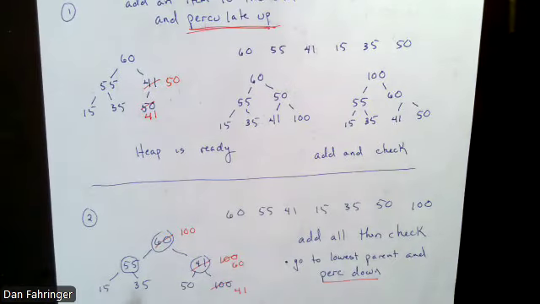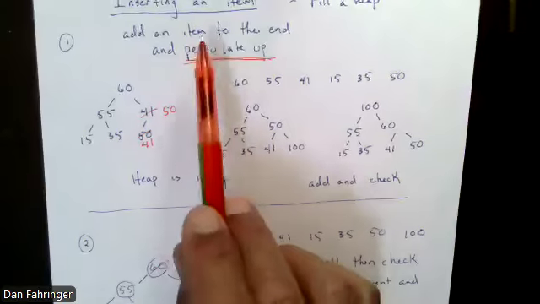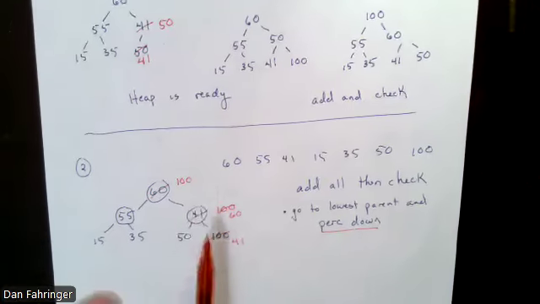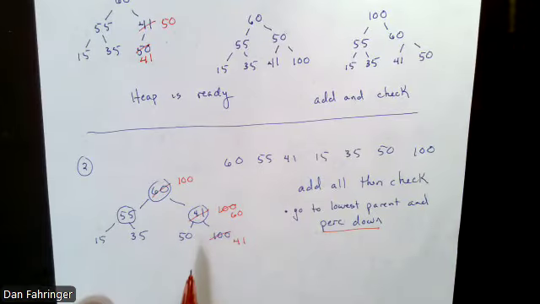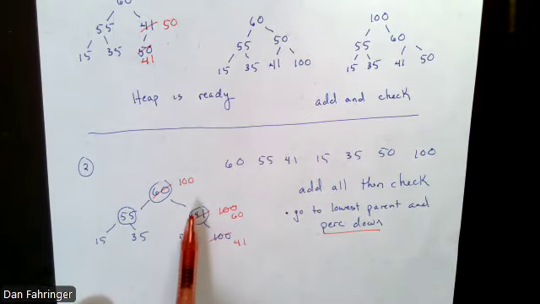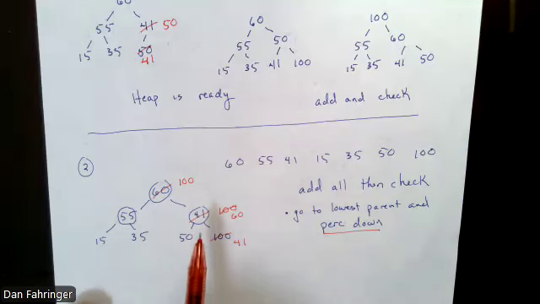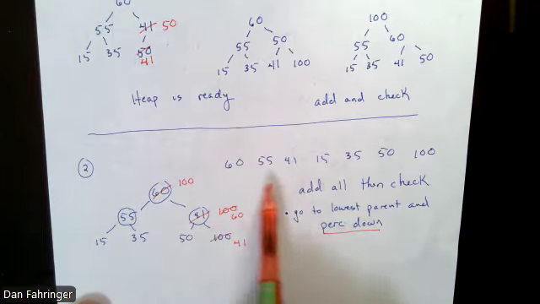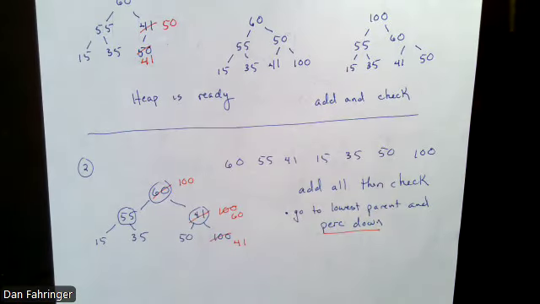So two different methods. Add an item to the end and percolate up if need be. Otherwise, fill the heap, put all the values in the array, go to the last parent. And again, you see why it's easier to look at it as a linked list and then work with it as an array.